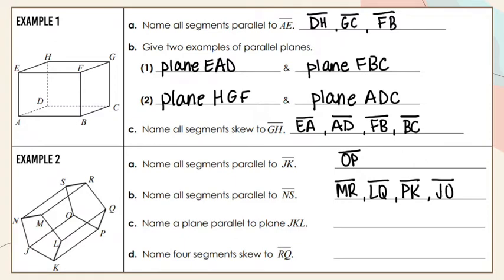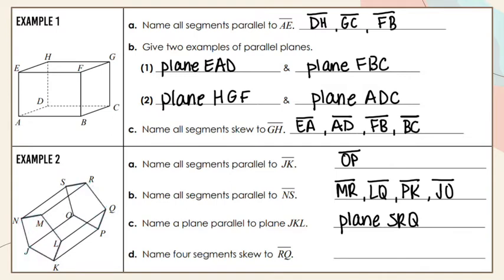Name a plane parallel to plane JKL. So JKL represents this plane. The plane that would be parallel is this plane back here. So I can choose any 3 letters from that plane to identify it. So I'm going to call that plane SRQ.